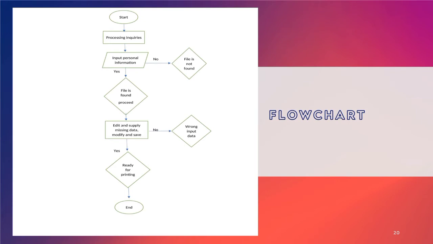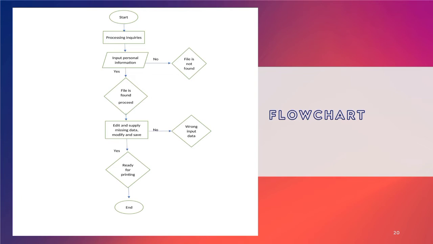So this is the flow chart of the second topic. Start by inquiring, then process. After that, the user should input the personal data of a certain individual. If the data inputted is correct, then proceed to the next step. But if not, it will automatically go back. Then the user can type in the information again.